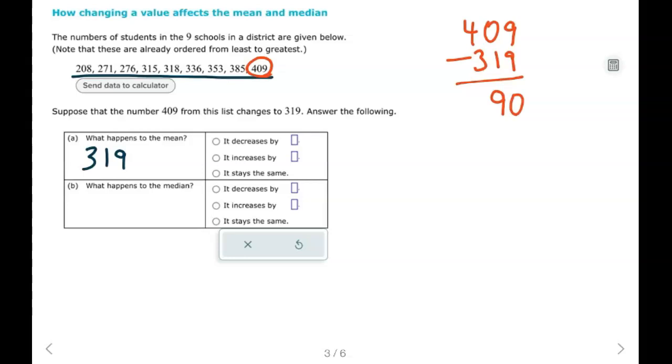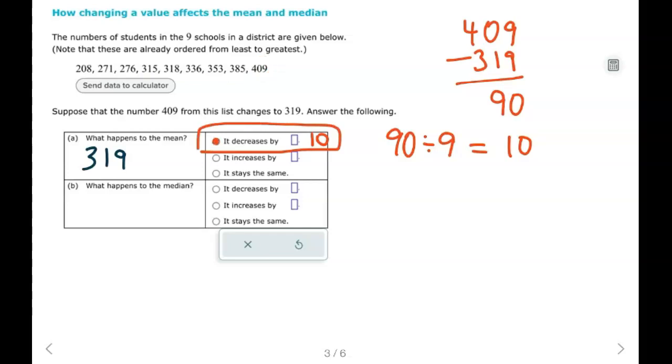Well, if we divide that 90 by 9, because there's 9 numbers, then it means the mean decreased by 10. If the sum decreased by 90, the mean decreased by 10 because there's 9 numbers. So we would choose that the mean decreased by 10.